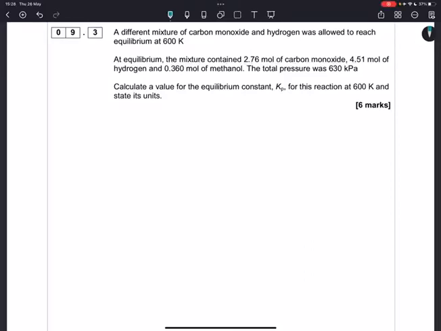Okay, so this is a question about partial pressures of gases. You've got a mixture of carbon monoxide and hydrogen, and it reaches equilibrium at 600 Kelvin. At equilibrium, the mixture contains 2.76 moles of carbon monoxide, 4.51 moles of hydrogen, and 0.36 moles of methanol. And the total pressure is this.